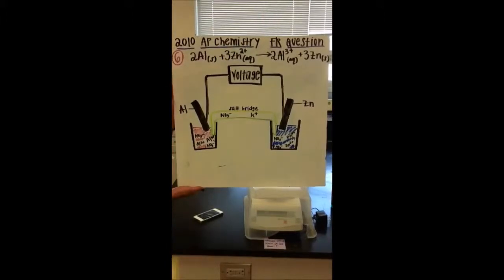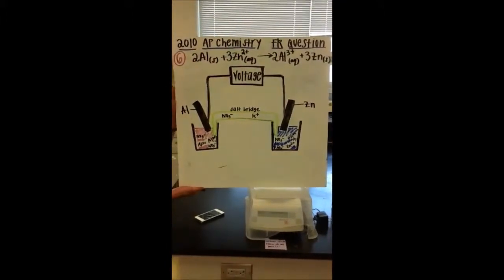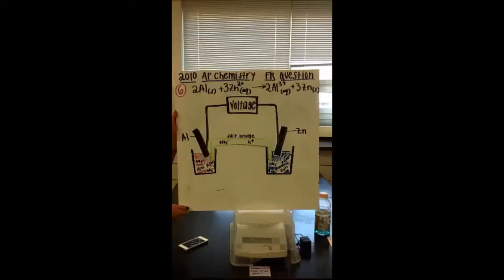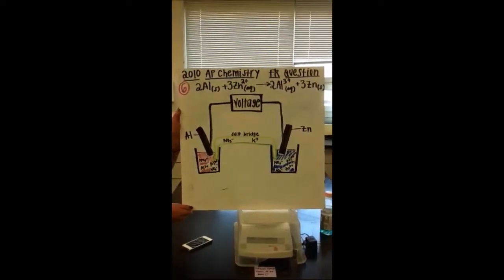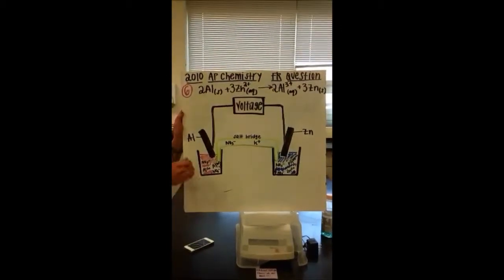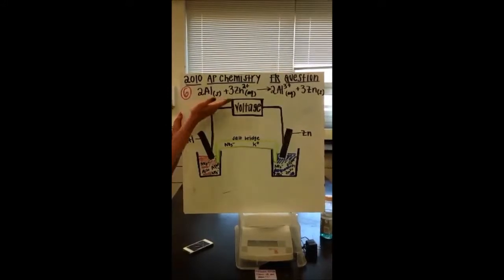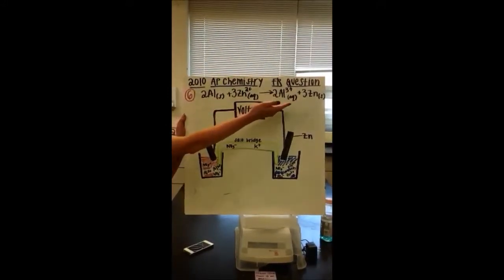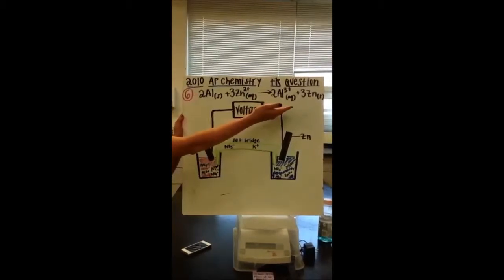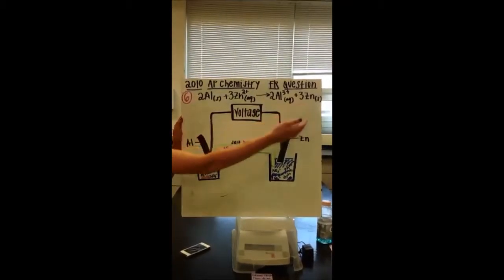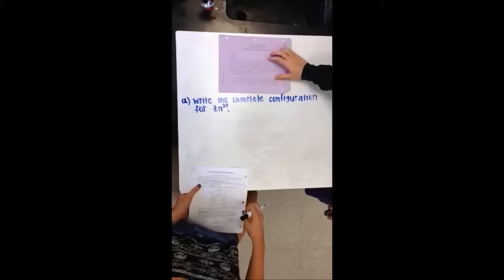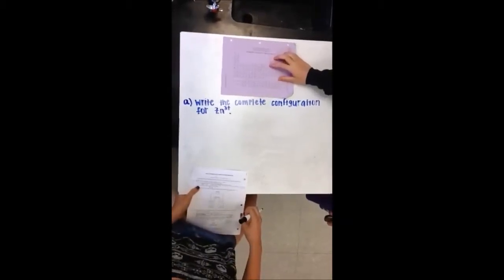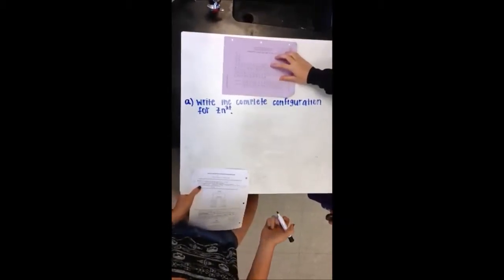Today we are going to be showing you the 2010 AP Chemistry Free Response question number 6. At the top of the whiteboard we have our given equation, which is shown as 2 solid aluminum plus 3 aqueous zinc 2+ ions, which yield 2 aqueous aluminum 3+ ions and 3 solid zinc. Question A reads, write the complete electron configuration for zinc 2+.